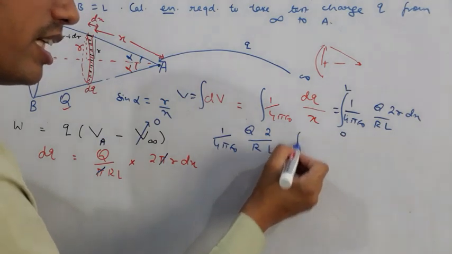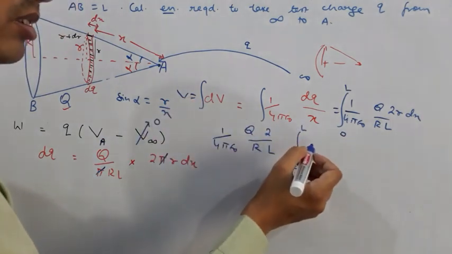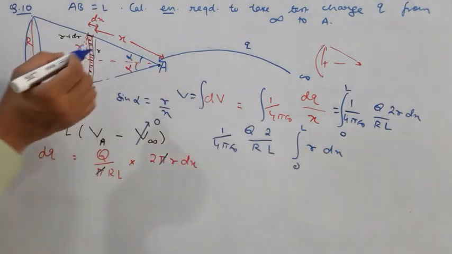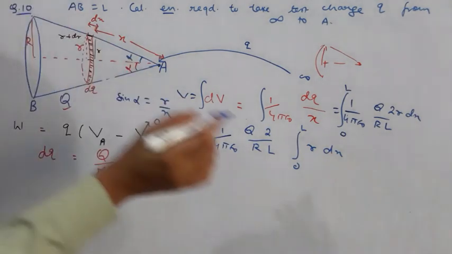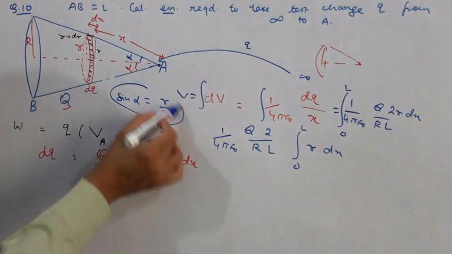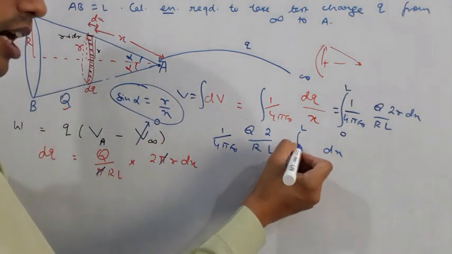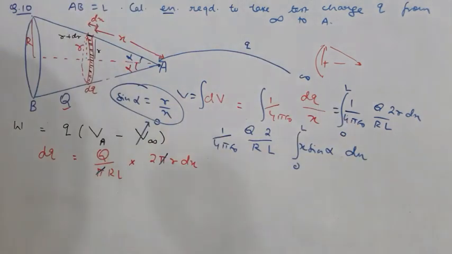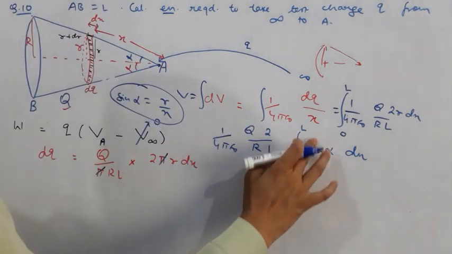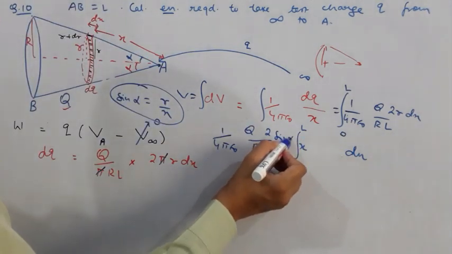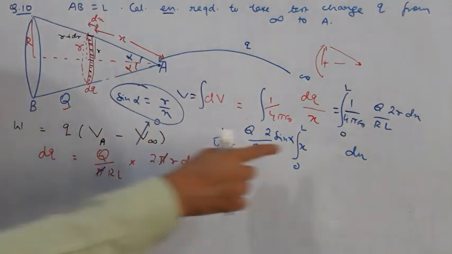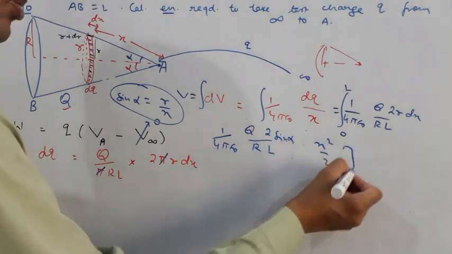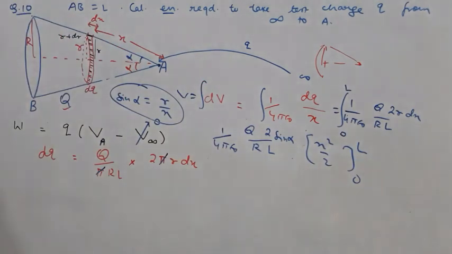Now what is left behind? Integration from 0 to L of small r dx. Now why did I not take small r out? For different elements small r will be different. R you will put as how much? This relation. R is equal to x sine alpha. Instead of r we will write x sine alpha times dx. Now sine alpha is constant, so sine alpha you can take it out. So we are left with integration x dx. What is integration x dx? That is x square by 2. So this becomes x square by 2 from 0 to L.